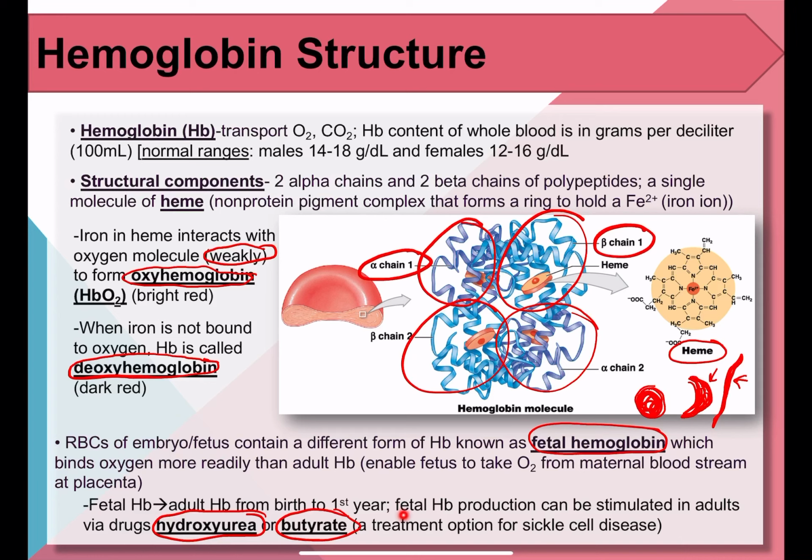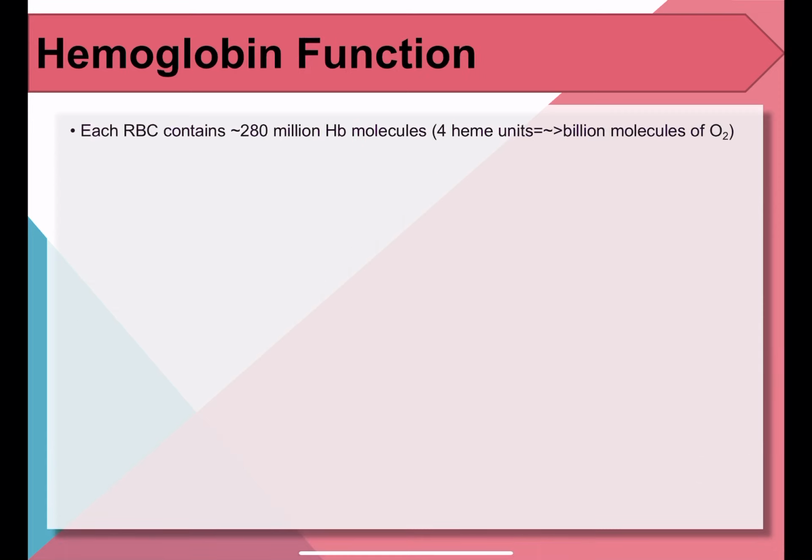Okay, so that's interesting how something we learn about in babies, we can use that same concept to treat individuals with certain diseases. Okay. All right, so each red blood cell contains 280 million hemoglobin molecules. That's a lot. We're talking about one drop of blood already has a whole bunch of red blood cells. And in one of those tiny little red blood cells, there's 280 million of these hemoglobin molecules. And because one hemoglobin has 4 heme units from the 4 polypeptide chains, technically speaking, one hemoglobin is capable of binding to more than 1 billion molecules of oxygen.